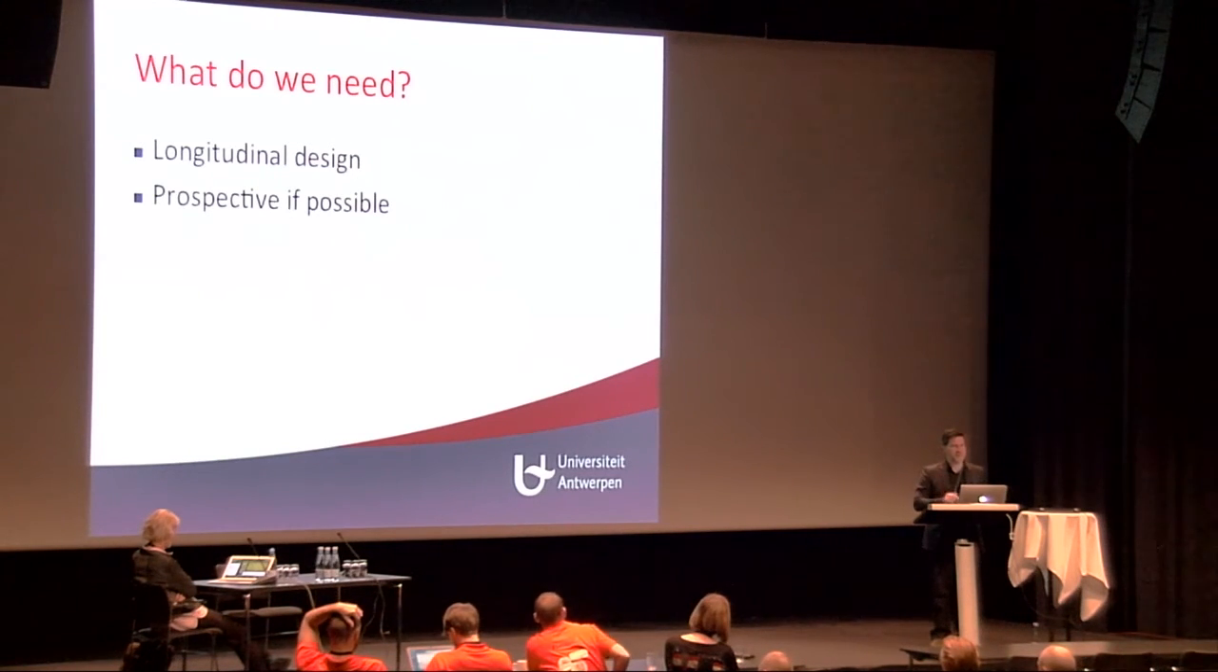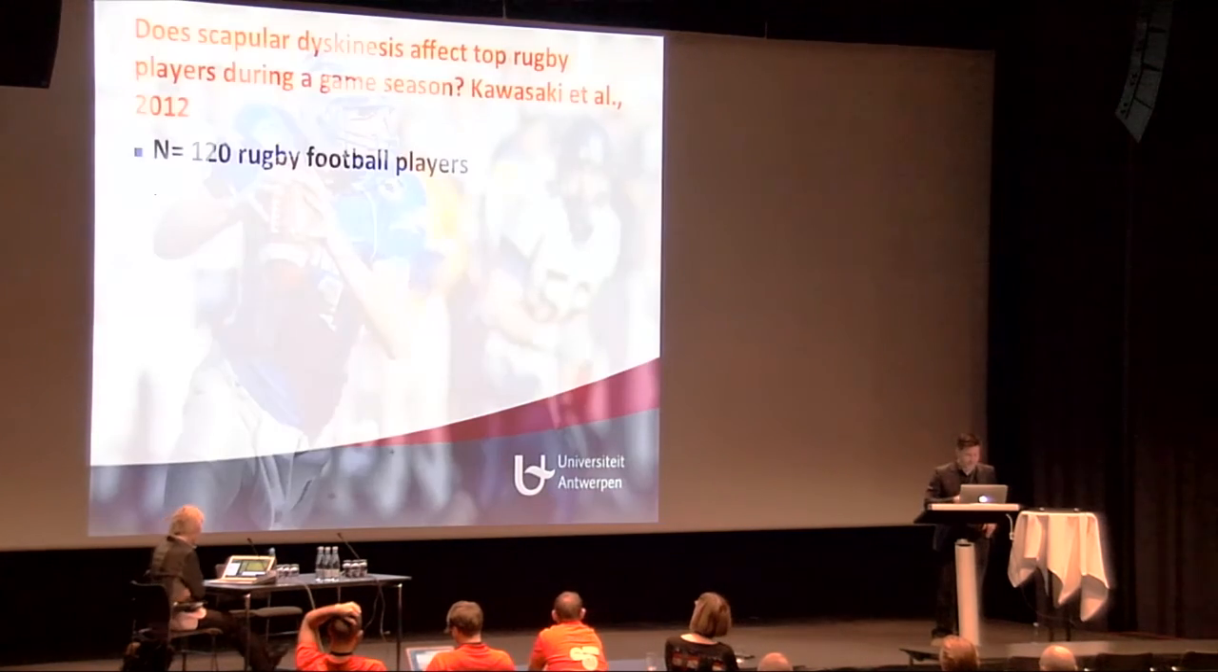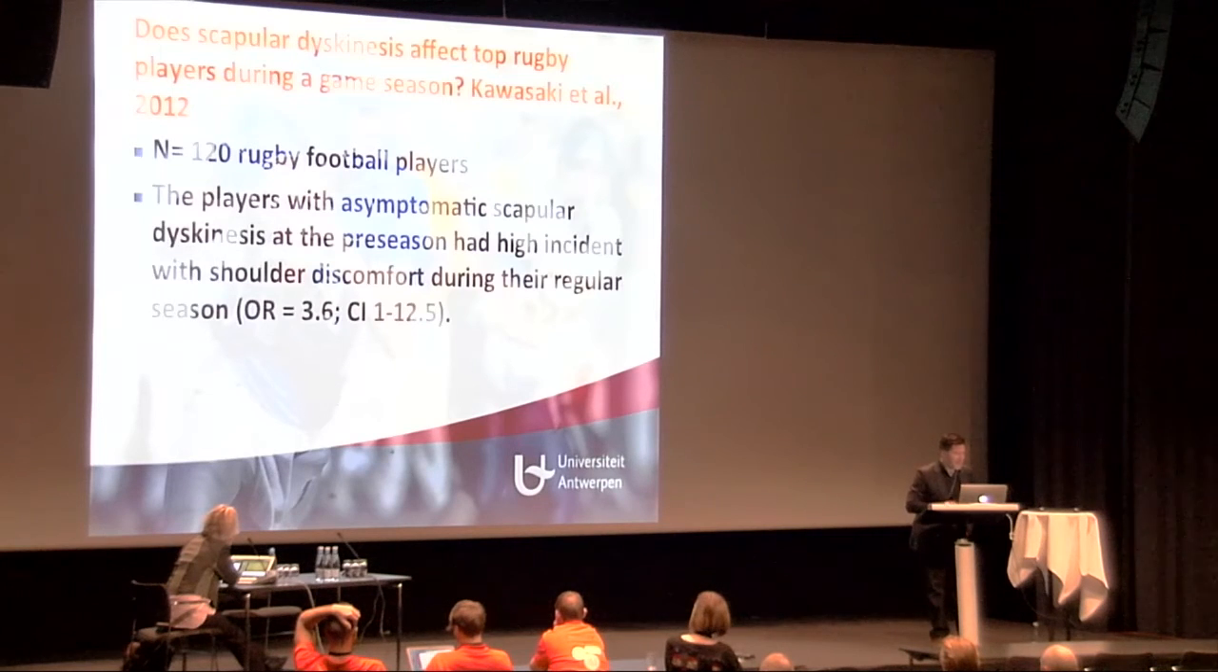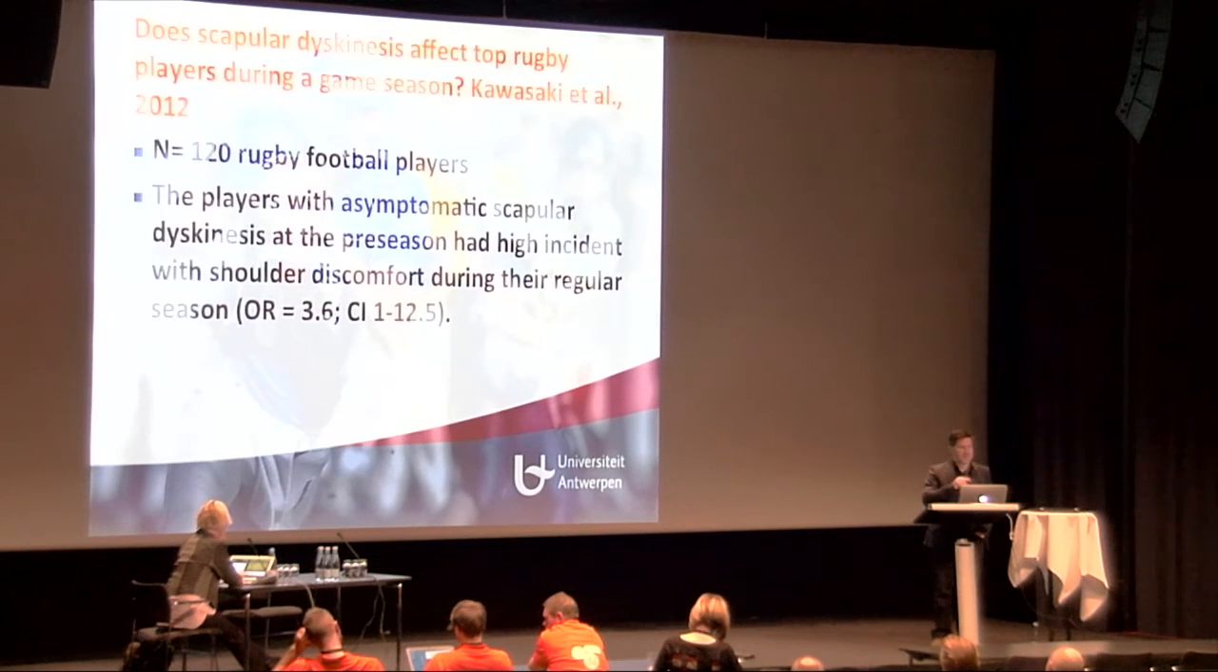First one by Kawasaki. He tested 120 rugby football players, and his conclusion was the players with asymptomatic scapular dyskinesis at pre-season had a high incidence of shoulder discomfort during their regular season, with odds ratios up to 3.6, which is quite high. So he's actually saying our players without shoulder pain, without shoulder injury, if they have scapular dyskinesis, it will predict shoulder pain in the season, 3 months, 6 months later, with a 3.6 odds ratio.